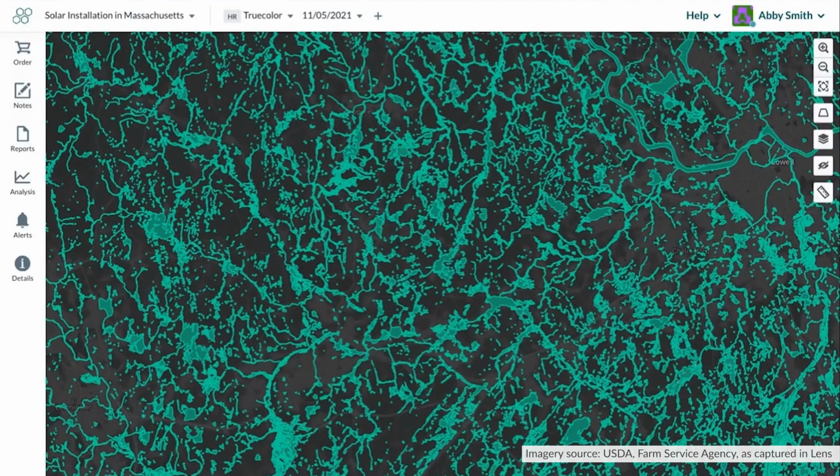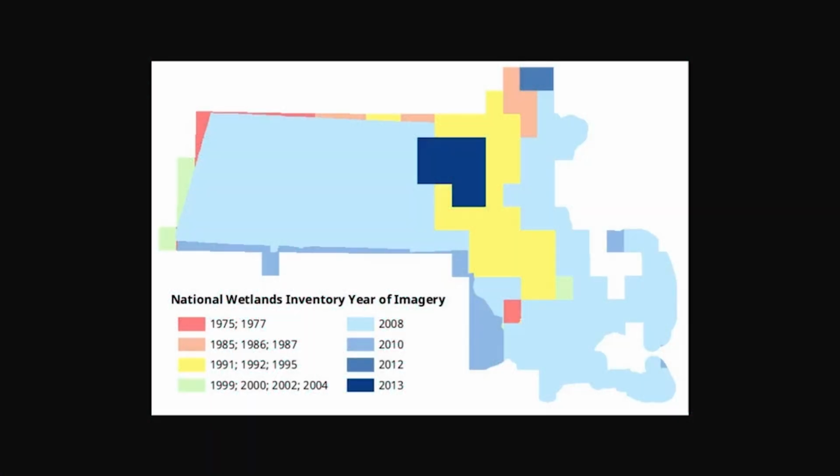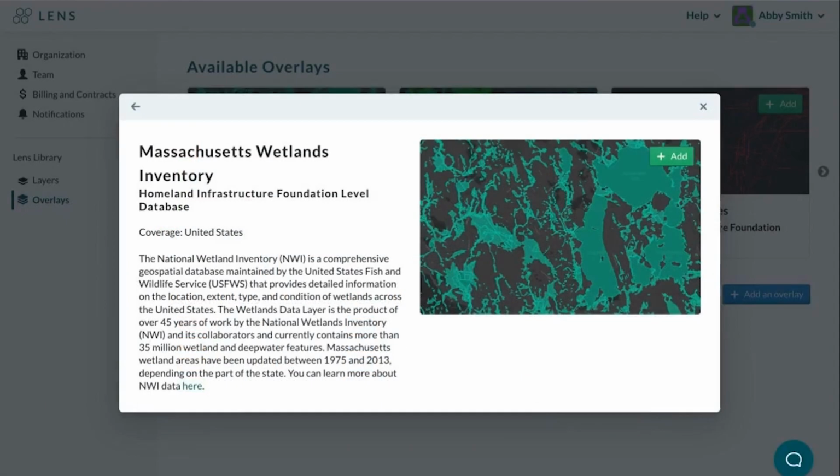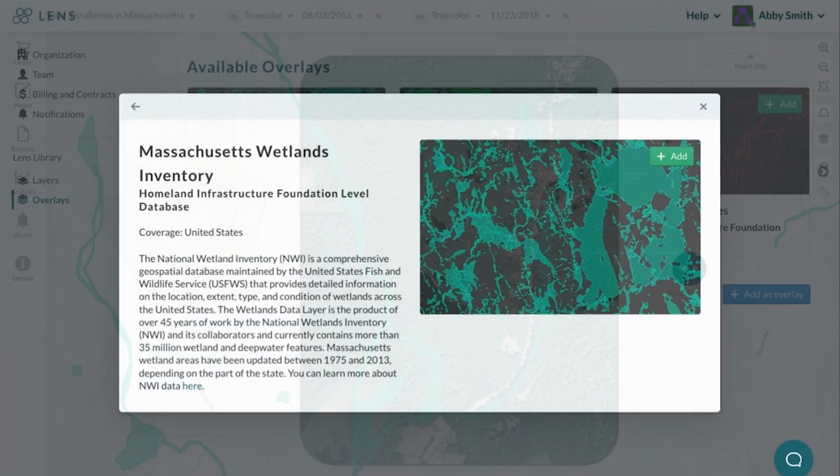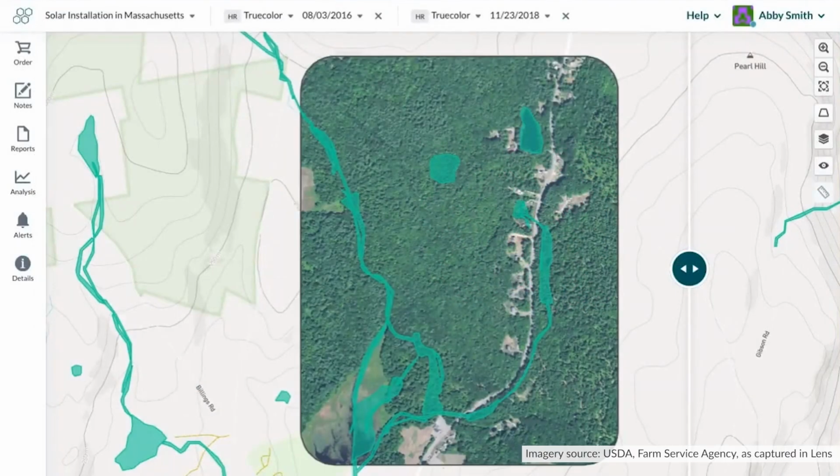Using Massachusetts as an example, this map from MassGIS shows the last time data was updated across the state, with some areas still using wetland delineations from the 70s. We're making it easier than ever to add this data straight to your Lens account, so you can make informed assessments of how wetlands have changed in recent decades. Let's look at an example together.